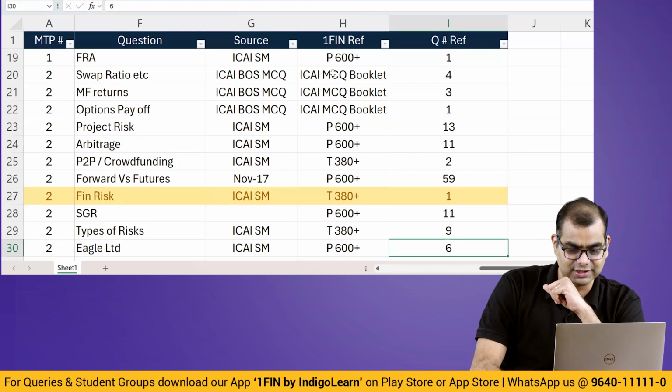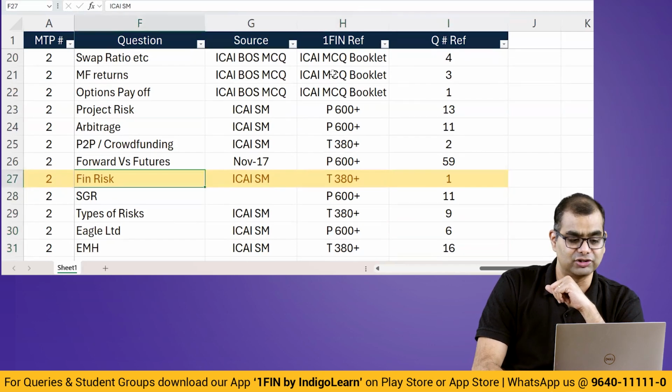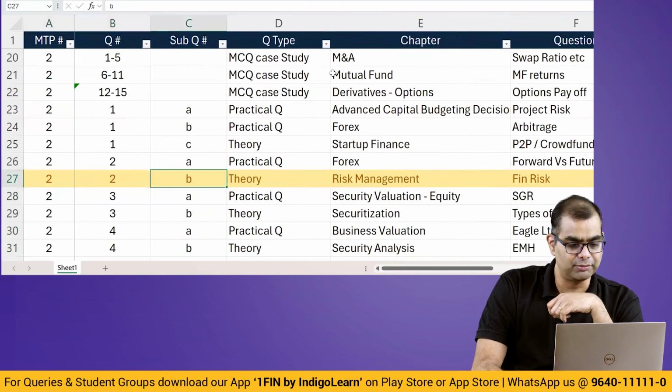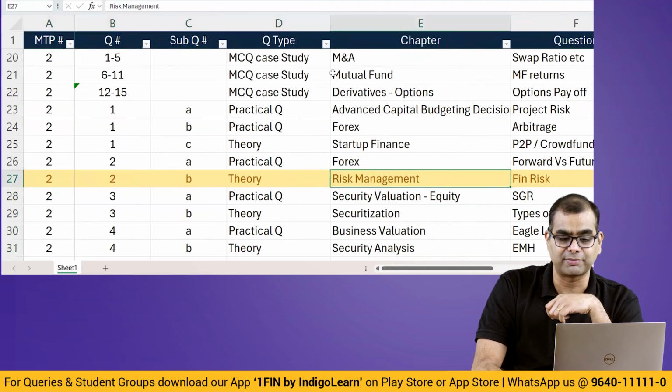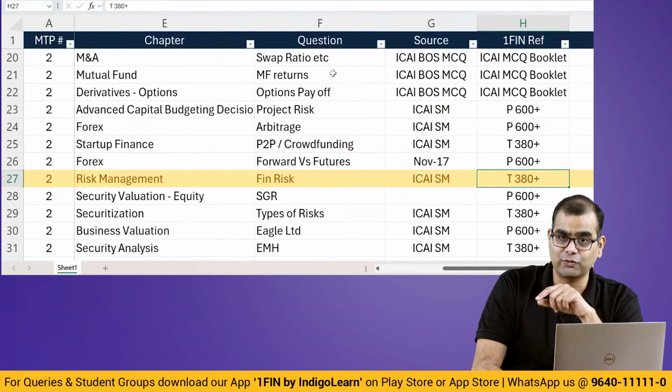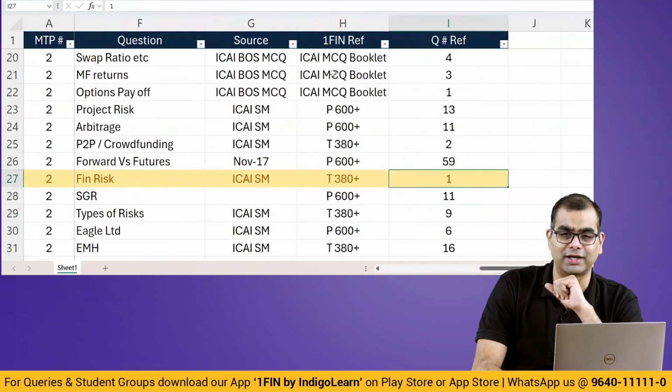And what about theory questions? Theory questions I have also tagged. These theory questions are from mock test paper number 2, where I have my screen, that yellow line. Question number 2, part B, is a theory question on the risk management chapter. It is on financial risk. It is taken from ICAI SM. We have the same question in T380 plus, question number 1.